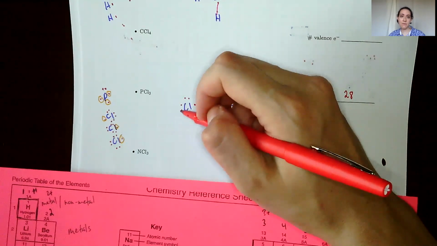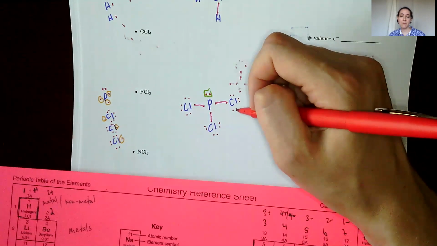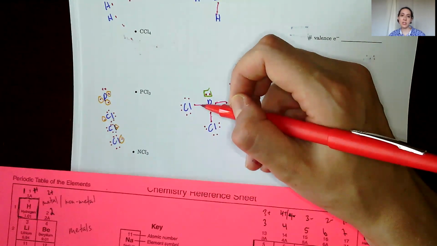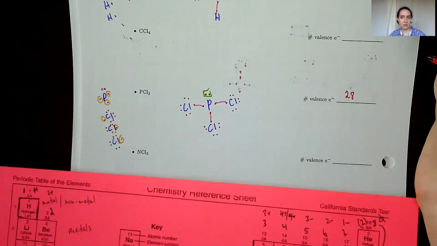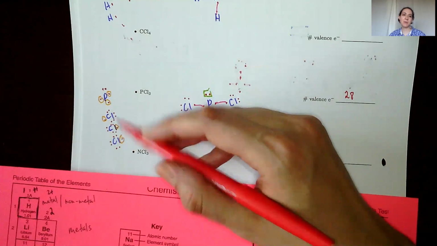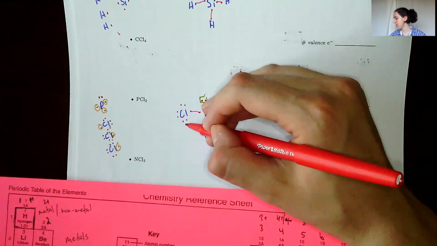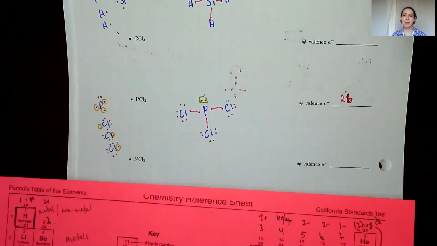So we've got 2, 4, 6, 8, 10, 12, 14, 16, 18, 20, 22, 24, 26. Did I miscount? Oh, it was 26 because I can't do math. 7 plus 7 is 14, plus 7 is 21, plus 5 is actually 26, not 28. See, I'm terrible at math sometimes. So it should have 26 electrons, and we have 2, 4, 6, 8, 10, 12, 14, 16, 18, 20, 22, 24, 26. That makes sense.